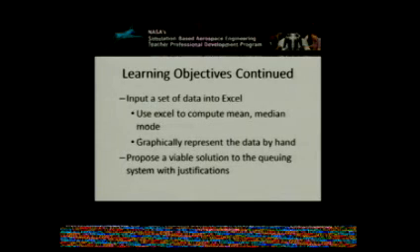They'll also have to graphically represent the data by hand. You always want to back up and make sure that the computer data is correct. So by graphing out by hand, they'll get a generalization. Do they think there's a correlation between time spent waiting in line and the number of people in line? And then they'll have it backed up with the Excel data. And in the end, we need them to propose viable solutions to the queuing system, and they must have justifications.